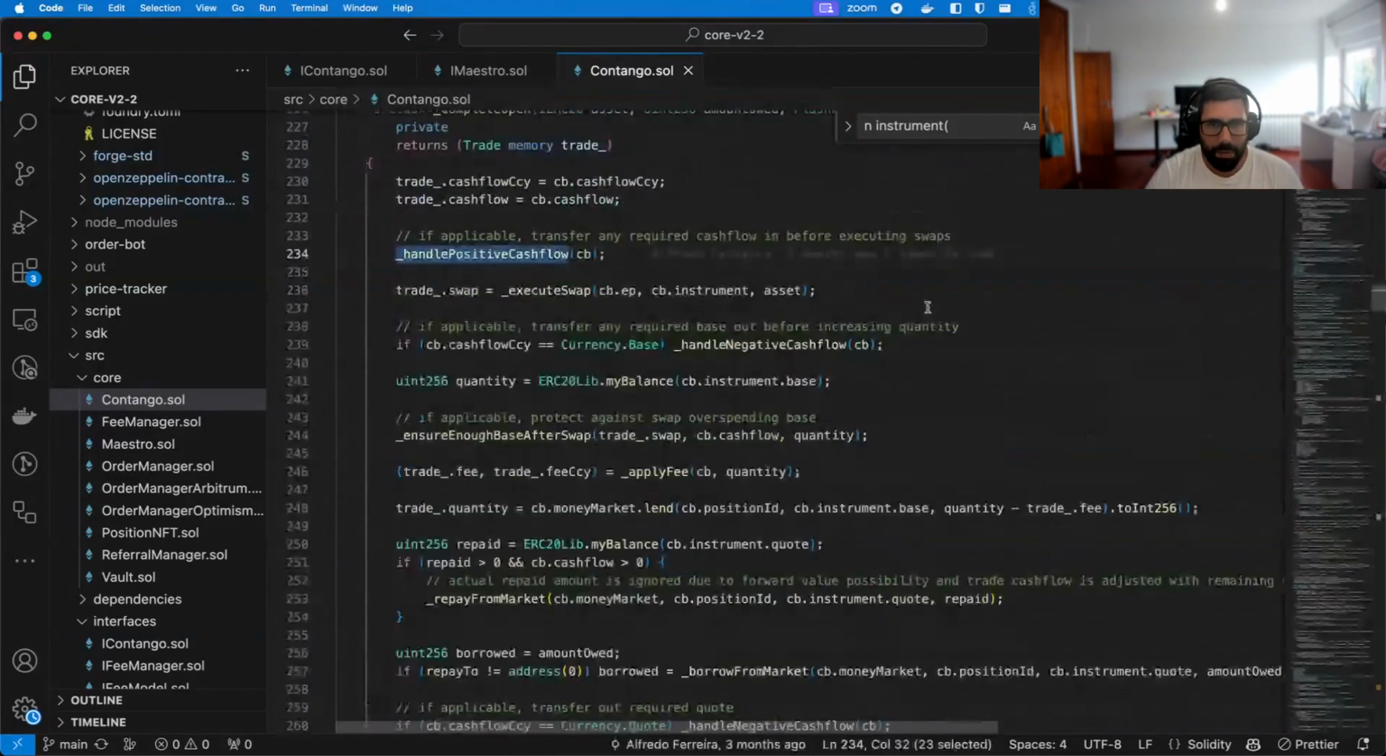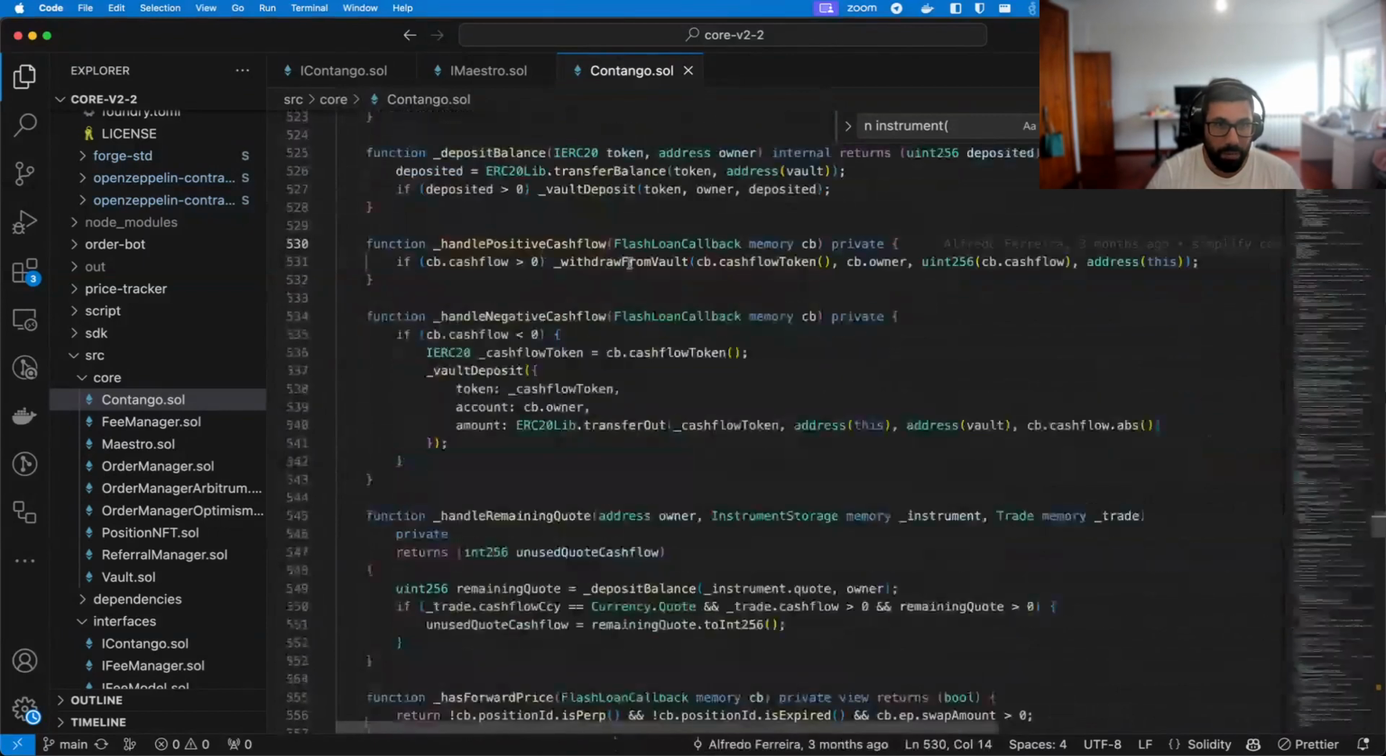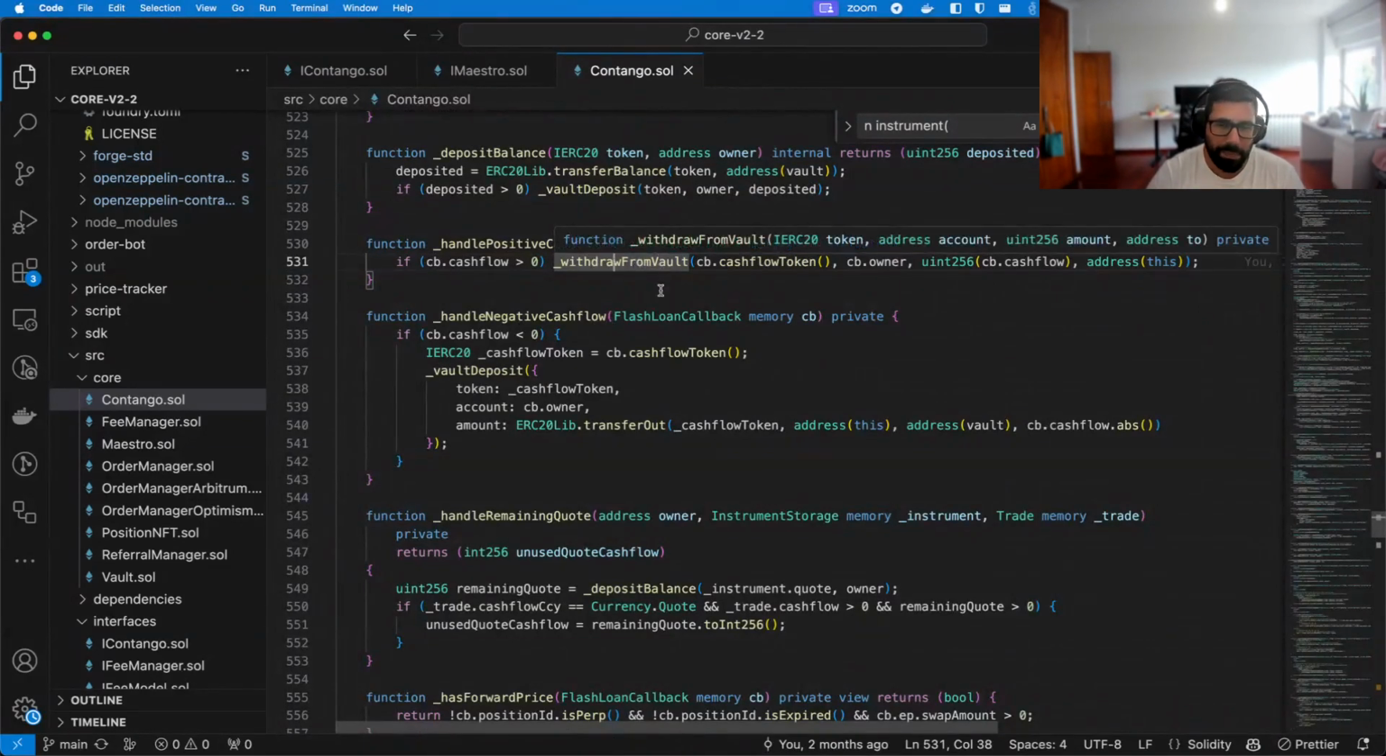Handle positive cash flow means, okay, as I explained, the sign means that we need to take money from the user. So this guy is gonna be getting money from the user. Something to notice is that it's not getting it directly from the user. This contract never interacts with the user. It interacts always with the vault. So we only have one place where we actually handle money with third parties, which simplifies a lot the security.